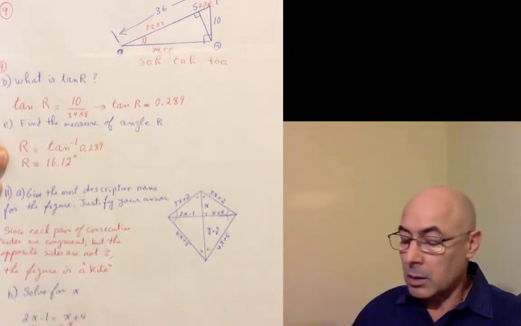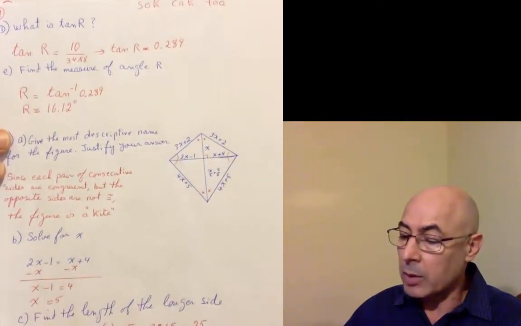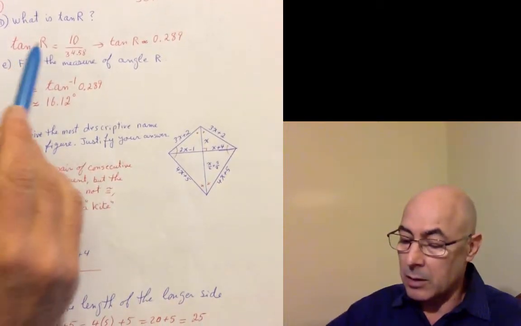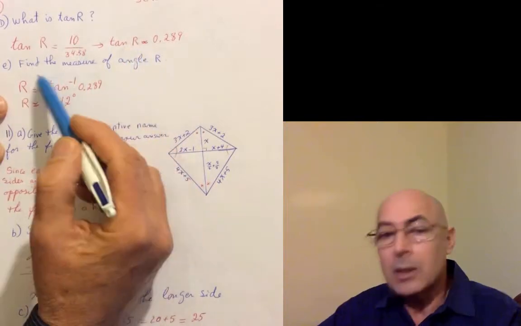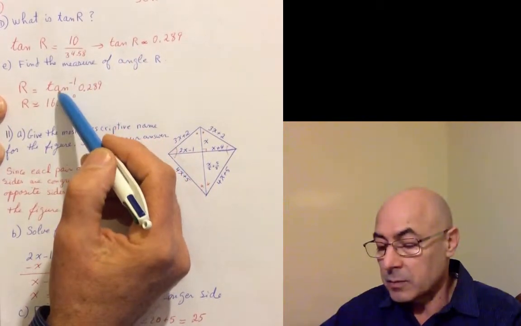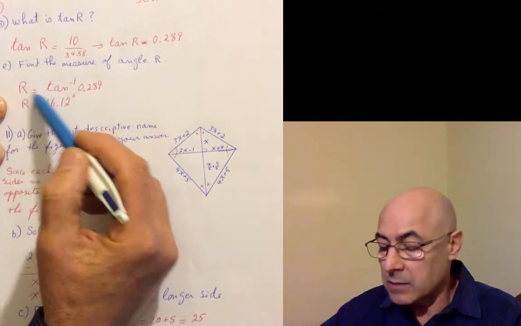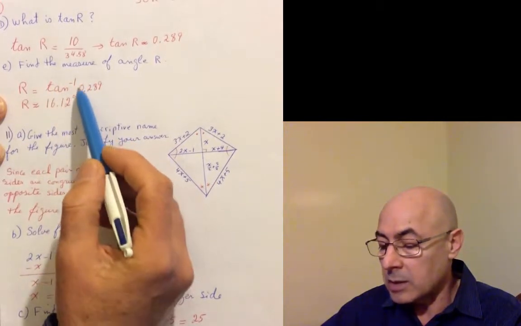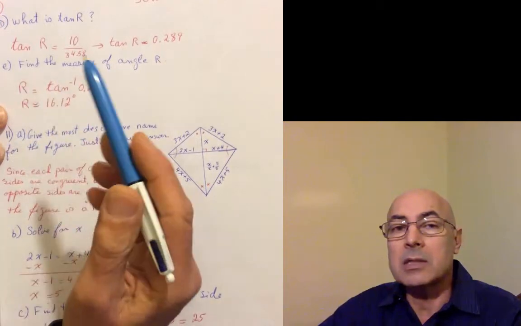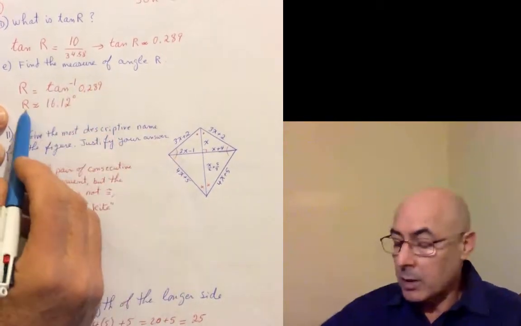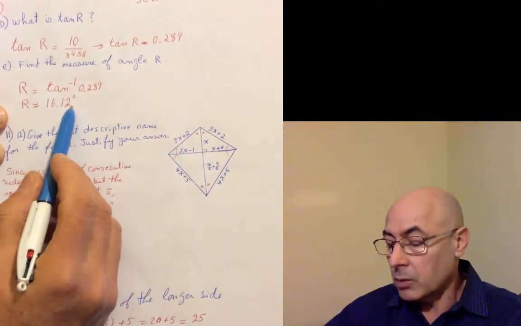Part D, for the same problem, we want to find what the value of this angle R. When I know the value of the tangent and I want to find the angle, we just do inverse tangent. So angle R equals tangent minus 1 of 0.289. Using calculator, make sure the calculator is set on degrees. Then R equals 16.12 degrees.